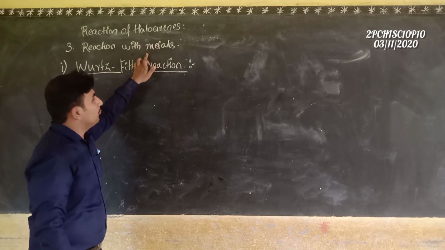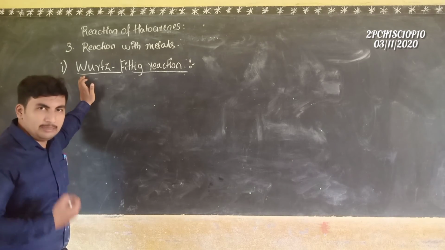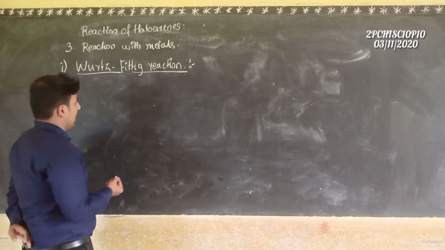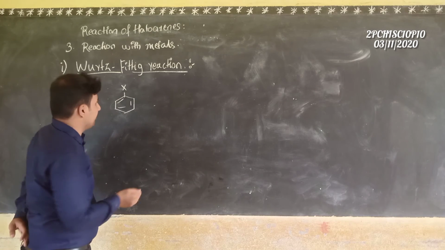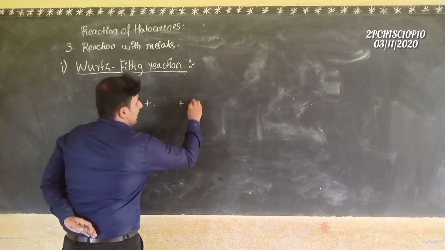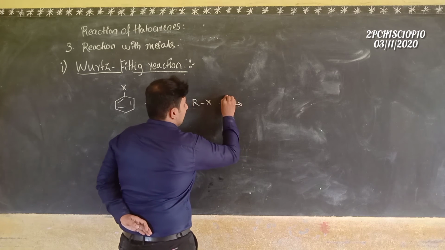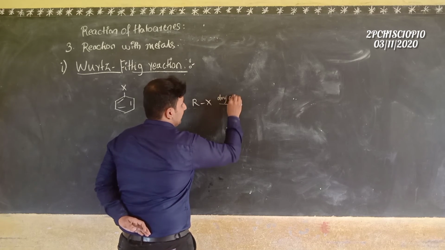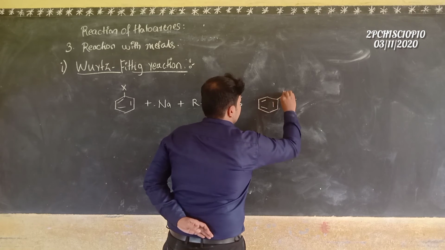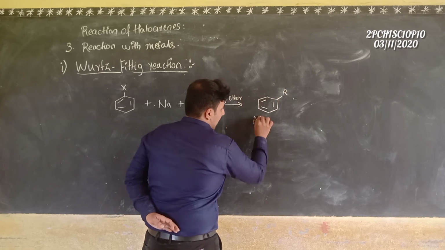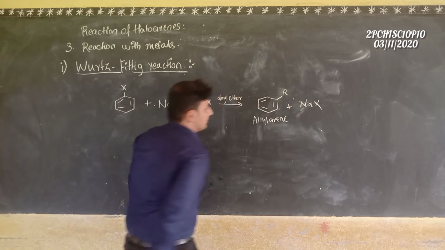Reaction of haloarenes with metals. The first one is the Wurtz-Fittig reaction. It's one of the important named reactions in this chapter. So what is this reaction? See, when aryl halide, the general representation of aryl halide, is treated with alkyl halide in the presence of sodium in dry ether, what is the product obtained here? That is alkyl arene, and NaX.